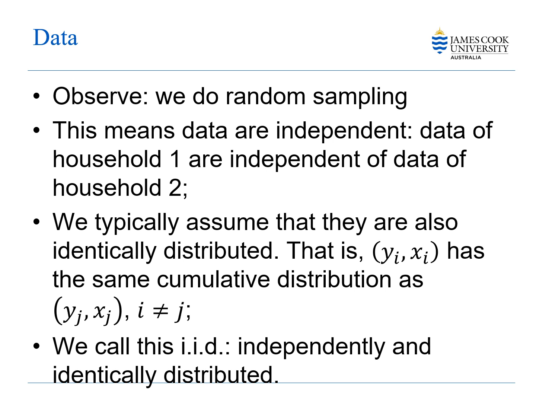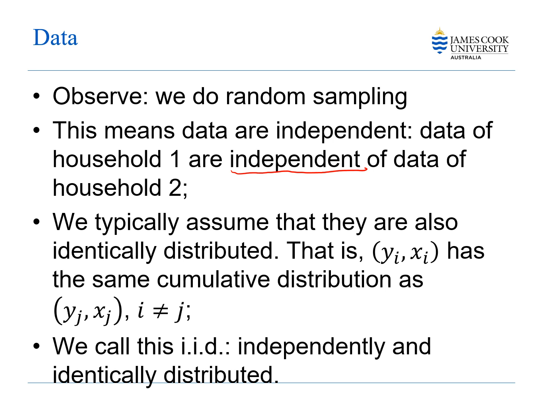Observe that we do random sampling. This is very important for our estimation purpose. This means that the data are independent. Data from one household, we should understand this as a realization of a random variable. And data from another household, household 2, is another realization of a random variable. Then, because of random sampling, these two data points are independent of each other. They are not correlated; they are independent.